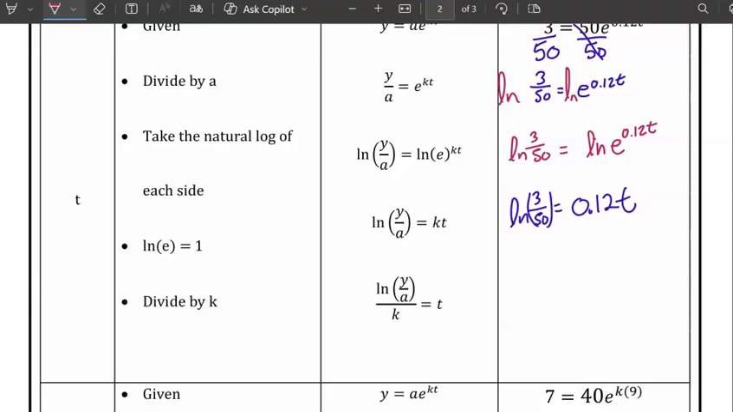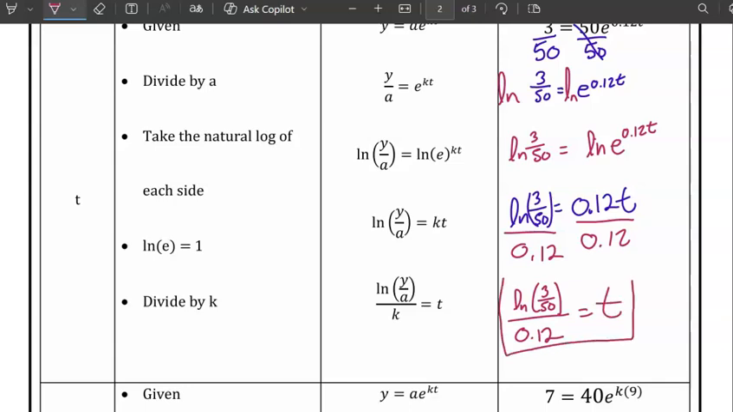Lastly, we're going to divide each side by that k value, which in this case is 0.12. And then we write out our final solution. ln of 3 over 50 divided by 0.12 equals t. And if they want you to approximate that, you would type that into the calculator.